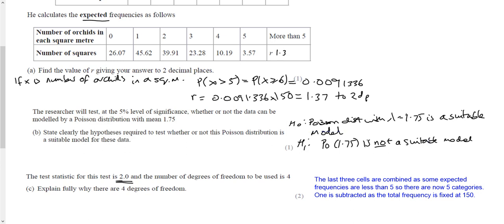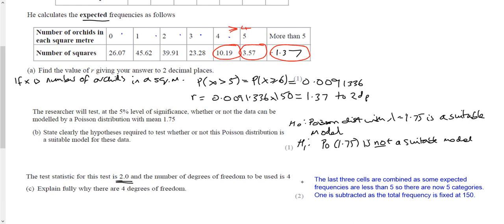R was 1.37. So this is less than 5, so we'll need to combine it with the closest category that makes sense, so more than 5 and 5 make sense to combine. If we combine those two, it's still not greater than 5, so we have to combine it with the next category. So the last 3 cells are combined, all becoming greater than or equal to 4, and you have to explain why some of the expected frequencies are less than 5. Now that means I'm left with 5 categories, 1, 2, 3, 4, 5 categories.